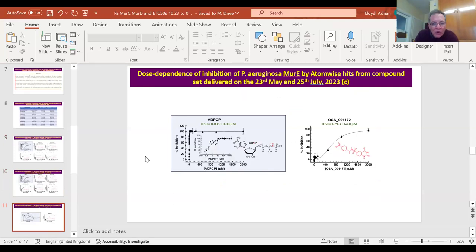Okay, we have one hit, 00172 against Mur, which basically gives a sigmoid response, which is highly cooperative, which could well be compound or enzyme aggregation.